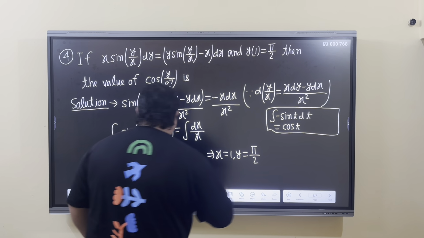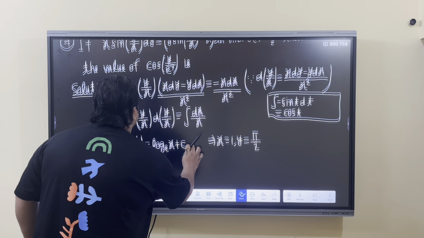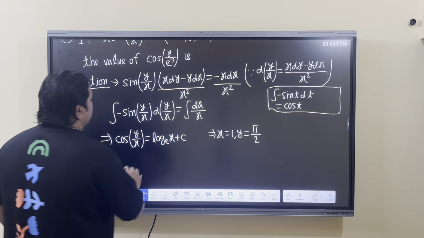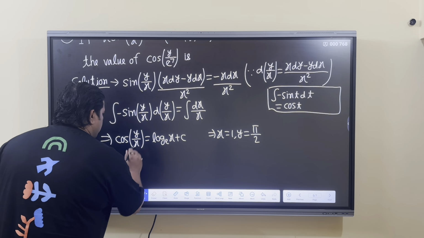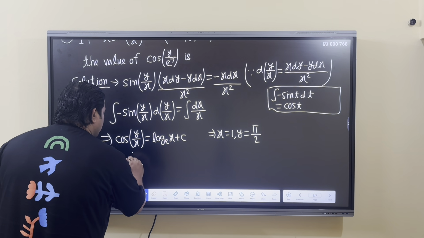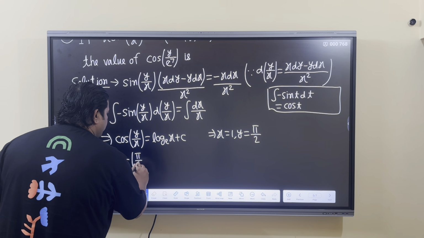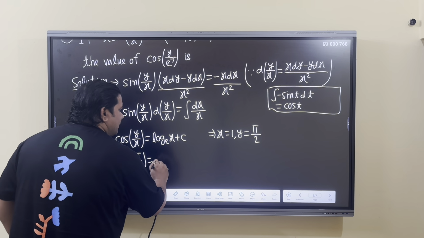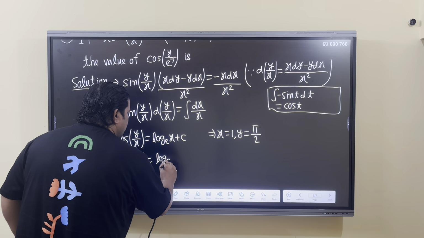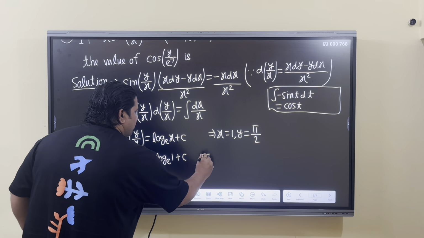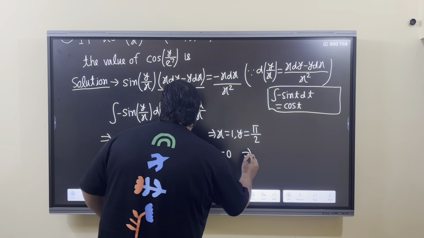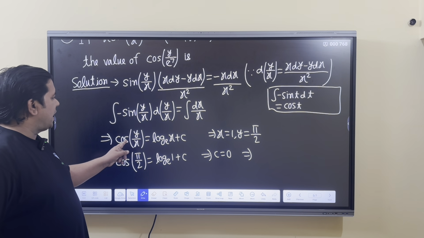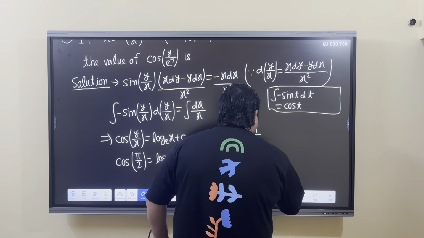If we substitute this, what will we get? This will become cos, y is pi by 2 and x is 1. So pi by 2 by 1, it is pi by 2. Cos pi by 2 is how much? 0. And this side it will be log 1. This is also 0. So basically the constant will be 0 minus 0, 0. Once the constant is 0, then we are getting cos y by x equal to log x.